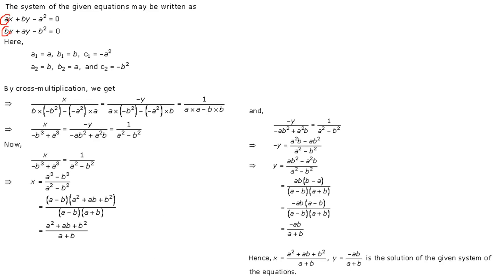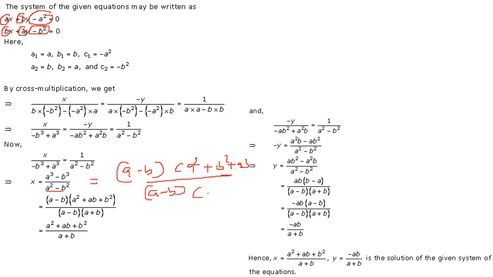Now here you have a1 as a, b1 as b, b2 as a, c1 as minus a square and c2 as minus b square. Now do the cross multiplication. You have to see one thing: when you want to find x, it will be a cube minus b cube by a square minus b square. A cube minus b cube is a minus b, a square plus b square plus ab. In the denominator you have a square minus b square, you can write it as a minus b, a plus b. Cancel this, this will be your x.